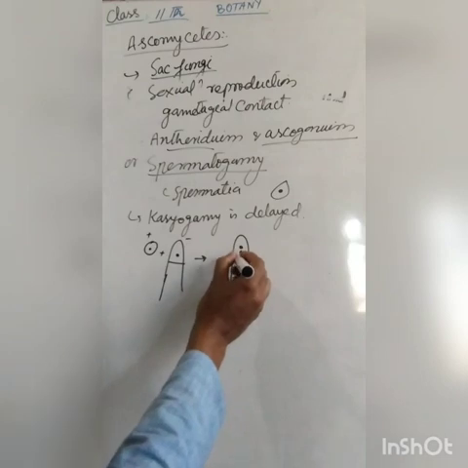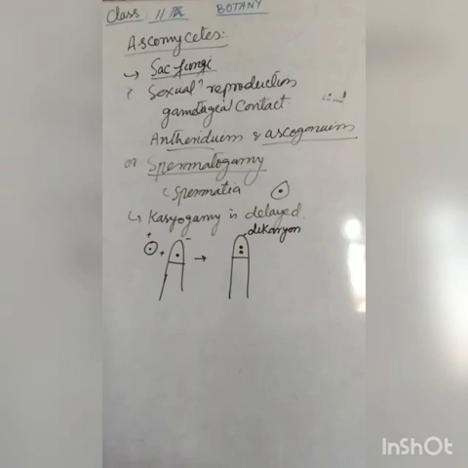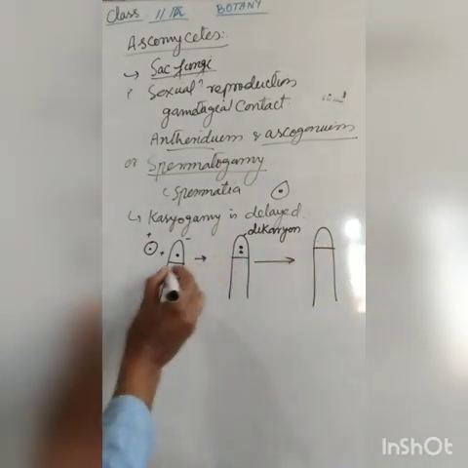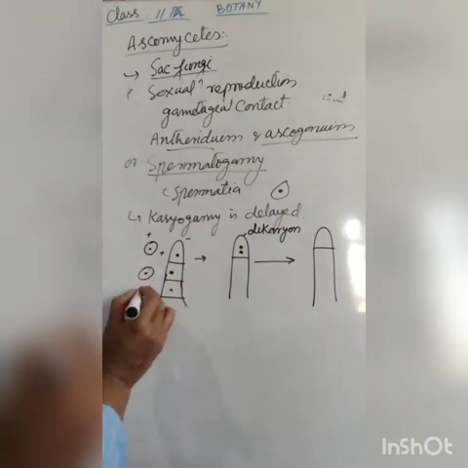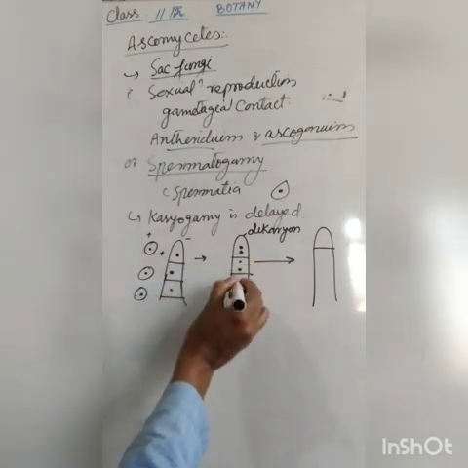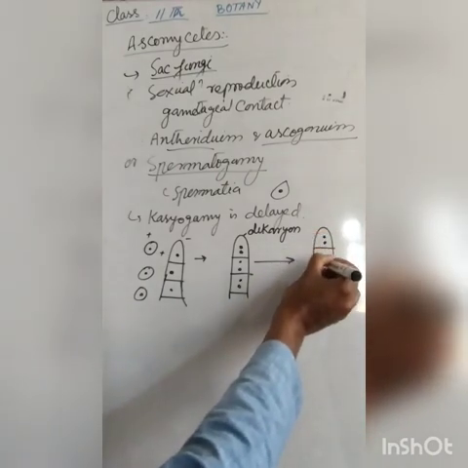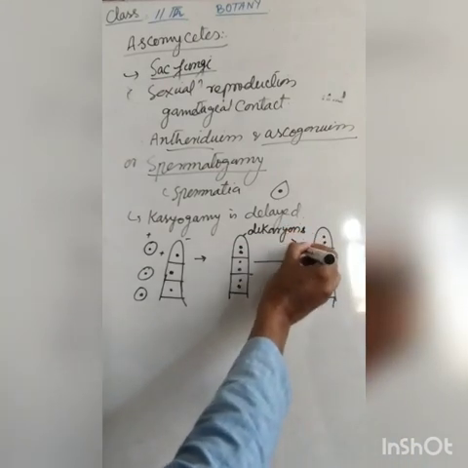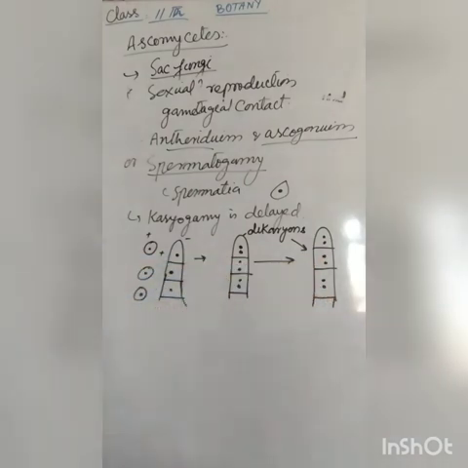this is a dikaryon, that is plasmogamy. And when it fuses, there may be another like this, there may be another like this, and when they fuse, they form the dikaryons. These are dikaryons, and this is called the dikaryotic phase, or the hyphae is binucleate.